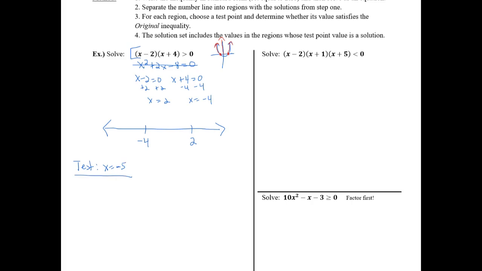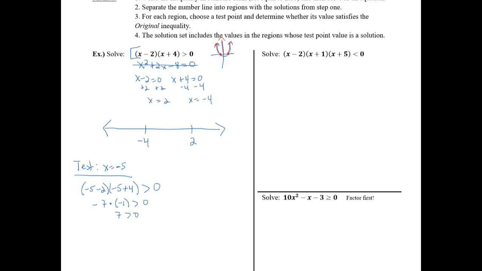If I plug it into my original equation, because I haven't changed anything, I wouldn't have made any mistakes yet, so that's why I use the original. I want to know if I end up with a true or false statement. So -5 plus -2 is -7, and -5 plus 4 is -1. A negative times a negative makes a positive.